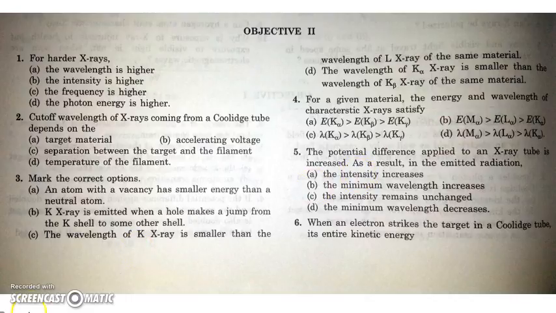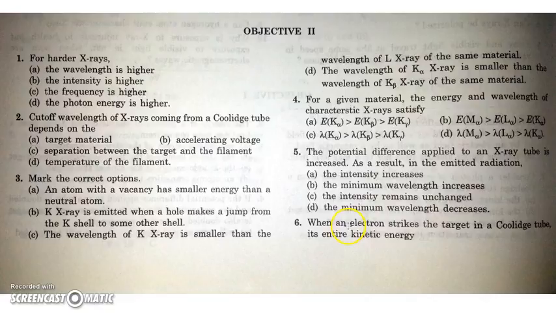In the next question, the potential difference is increased as the result. What will happen to the emitted radiation? So by increasing the potential difference, minimum wavelength will decrease and intensity will remain unchanged, because the intensity depends on the current in the heating filament. Okay, so intensity will remain same and minimum wavelength will decrease.